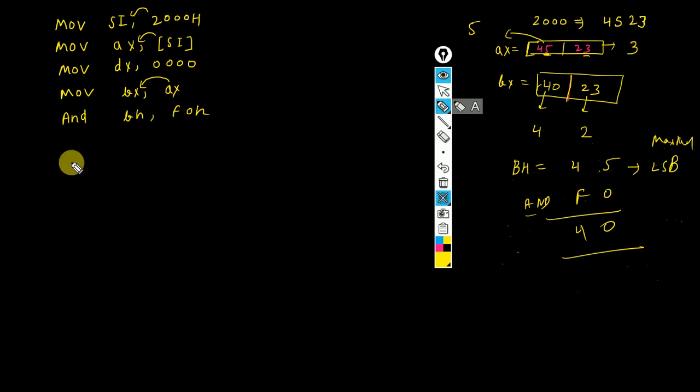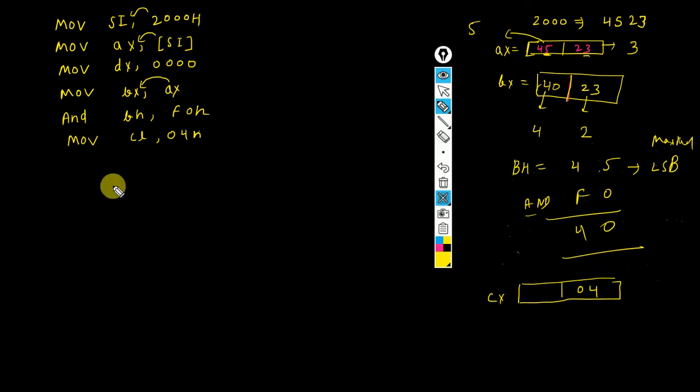The next instruction is MOV CL, 04H. What is the meaning of this instruction? Here we initialize our counter register CL with the value 4. Suppose this is your counter register, CL is used as the counter register, so the value is 4. When we execute this instruction, MOV CL 04, our counter register value is 04 here.